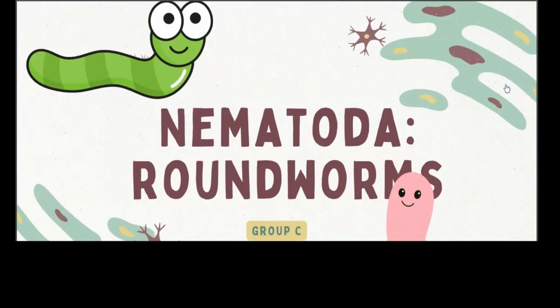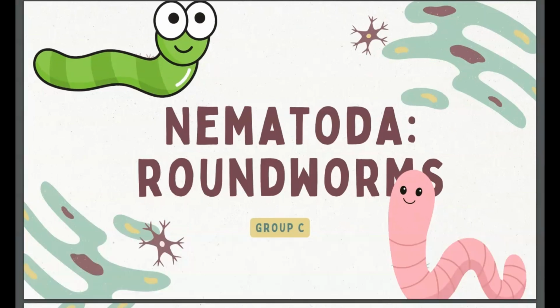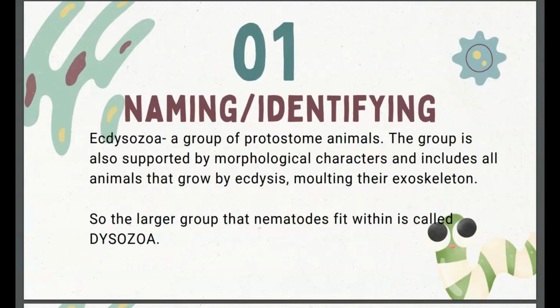Hello everyone! So now we are talking about nematoda or roundworms. One example of the nematodes or roundworms is the Ecdysozoa. Ecdysozoa is a group of protostome animals. The group is also supported by morphological characters and includes all animals that bear the ecdysis, maintaining their exoskeleton.